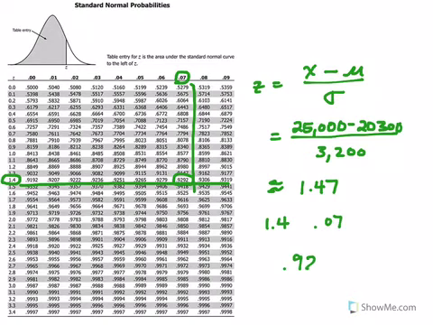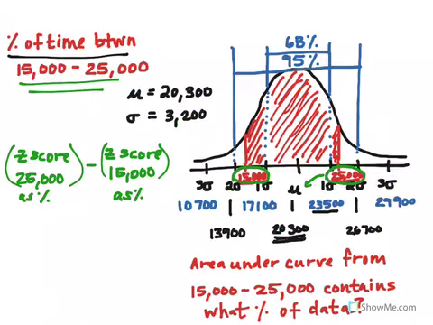So 0.9292 as a percentage is 92.92%, telling us that when they make $25,000 as a company, that is in the 92nd percentile, meaning 92.92% of the time they make less, and then only 7.08% of the time are they going to make more than that. So we can go back and fill in the 92.92%. And then let's find out our z-score for 15,000.